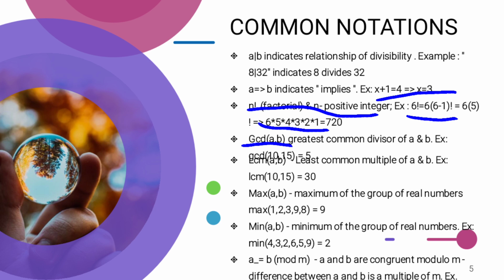Next, a ≡ b (mod m). a and b are congruent modulo m.